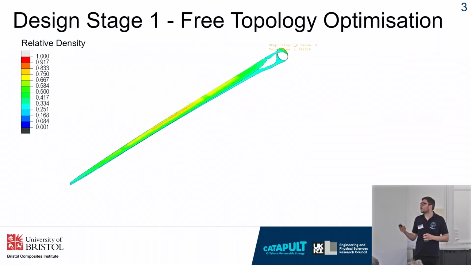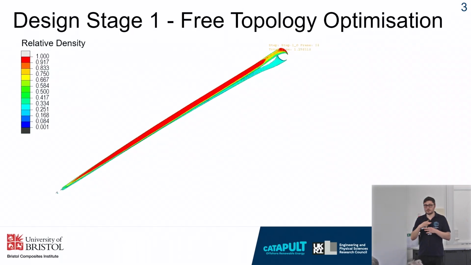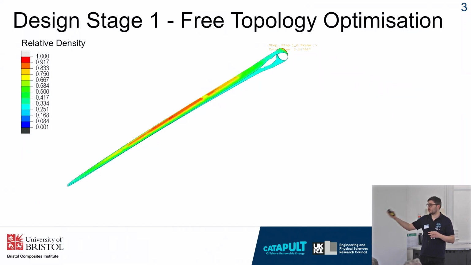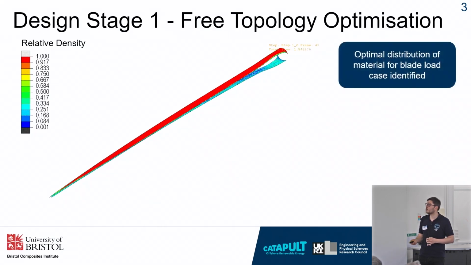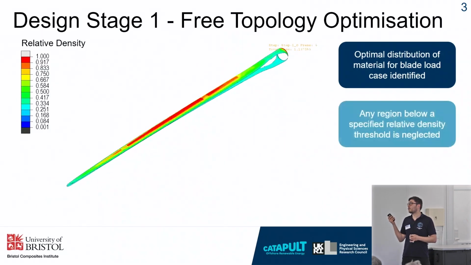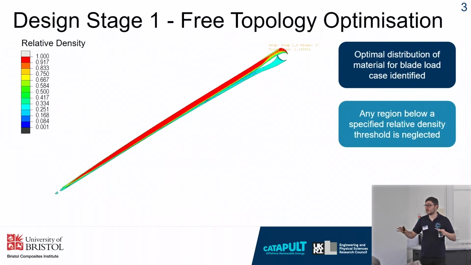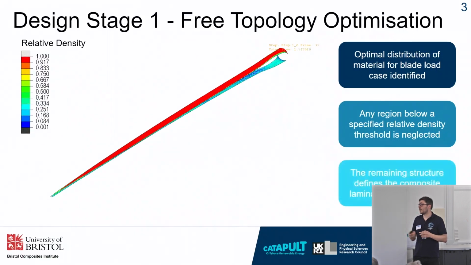In the first design stage of this multi-stage topology optimization, we look at a basic, simple, material-agnostic optimization. We're just looking at where the main load paths are in this structure. This structure basically tells us that for optimal stiffness, we need two spar caps. We can size our composites based on this, by taking all of the low density material in the design and getting rid of it, and anything that's left behind is then the definition of your composite laminate.